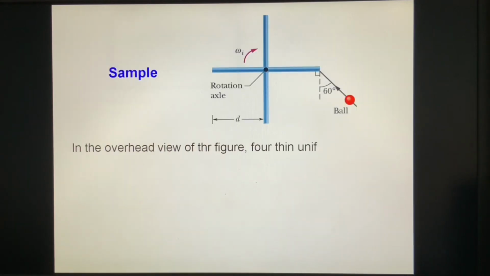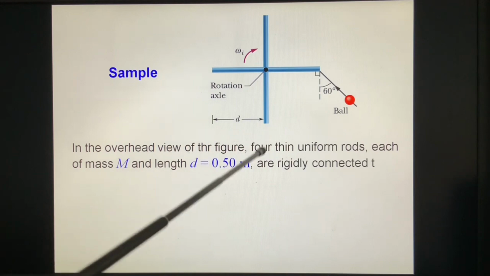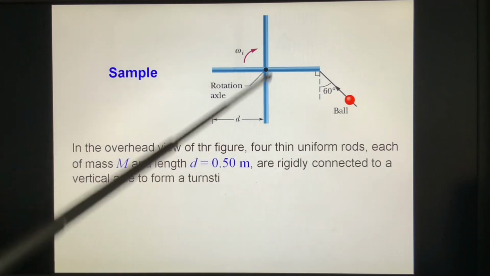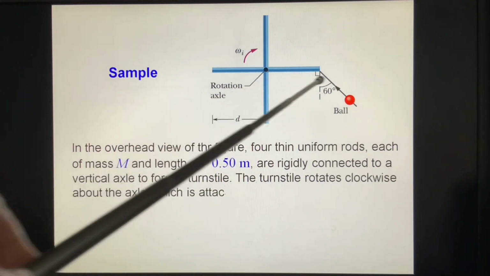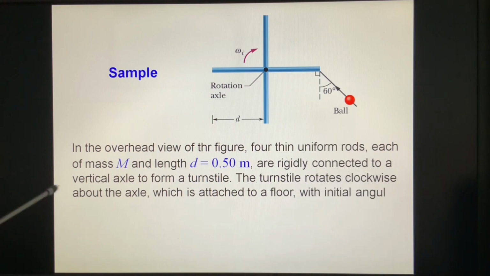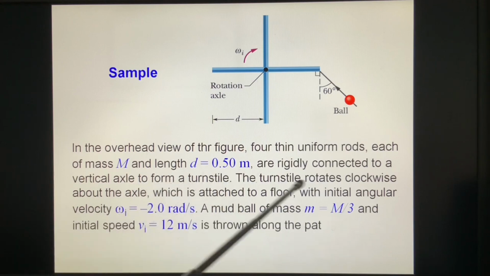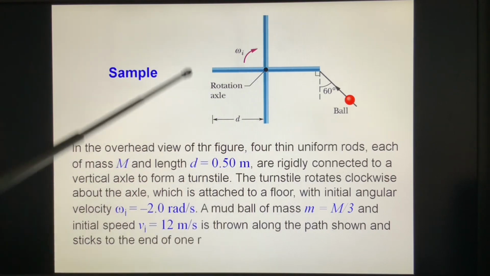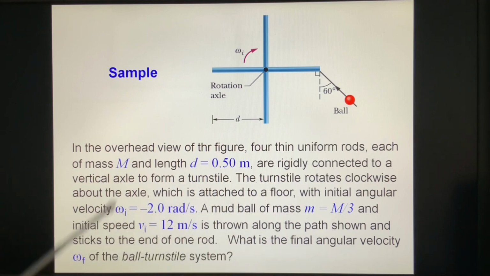Sample. In the overhead view of the figure, 4 thin uniform sticks, 1, 2, 3, 4, each of mass M and length d equal to 0.5 meter, are rigidly connected to a vertical axis, this vertical axis, to form a turnstile. The turnstile rotates clockwise, that's a negative number, about the axis, which is attached to a floor, with initial angular velocity omega_i equal to minus 2.0 radians per second.